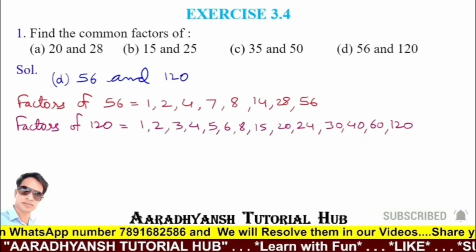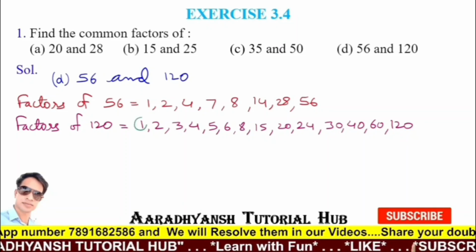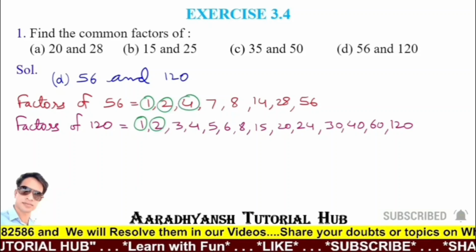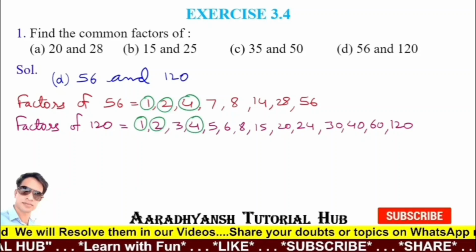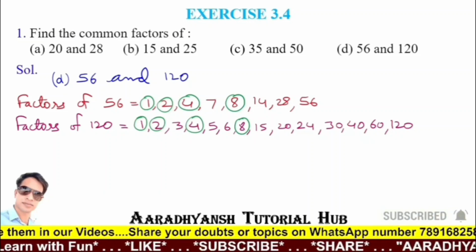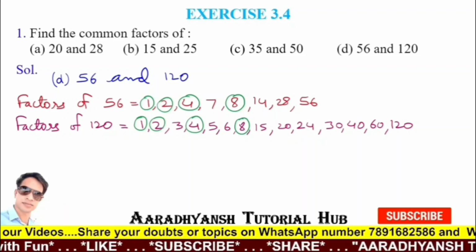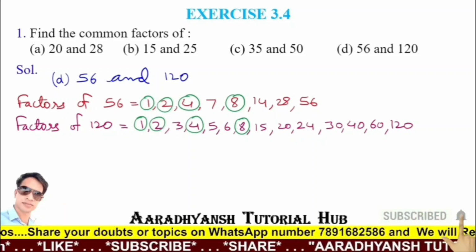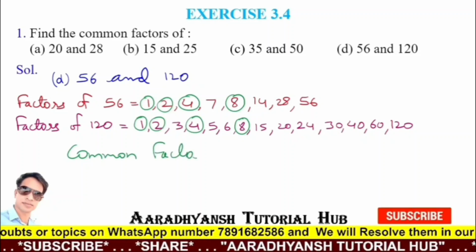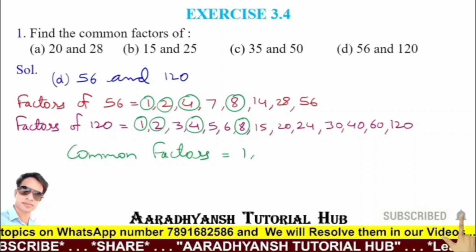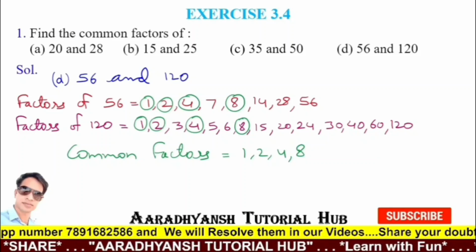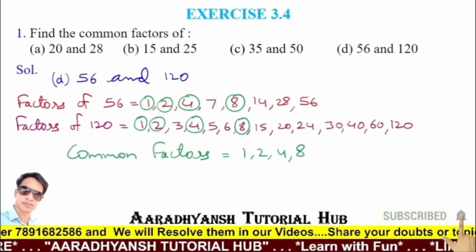Now you can easily identify which are common. 1 is common, 2 is also common, 4 is common, and 8. And besides these factors, no other factor is common. So our answer will be common factors is equal to 1, 2, 4 and 8. Okay students, so it is easy to find factors and common factors.